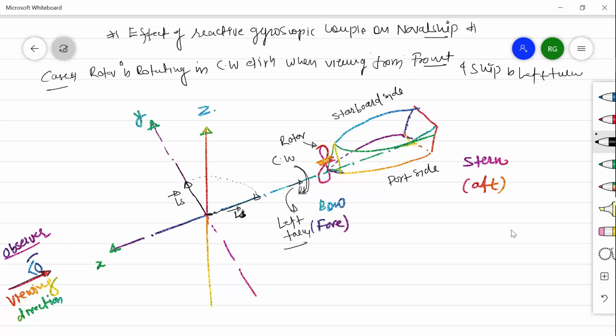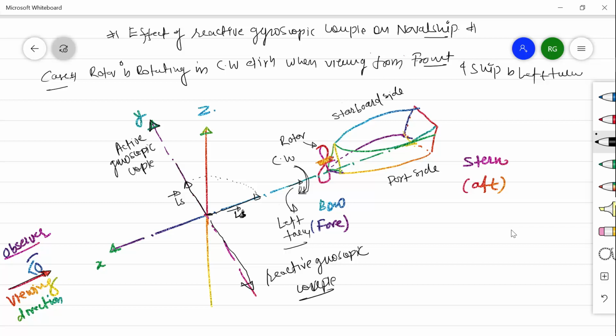According to our theory lecture, we can say L_S always changes in the direction of the active gyroscopic couple. So this is the direction of the active gyroscopic couple, and if this is the direction of the active gyroscopic couple, this would be the direction of the reactive gyroscopic couple.